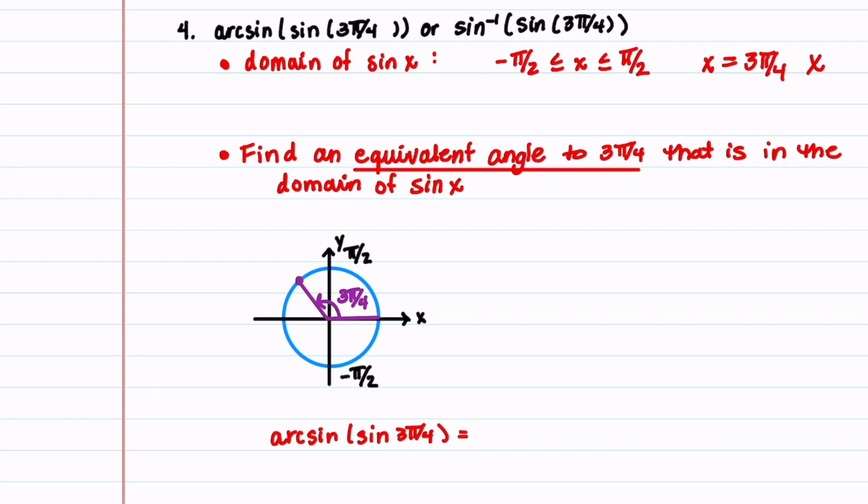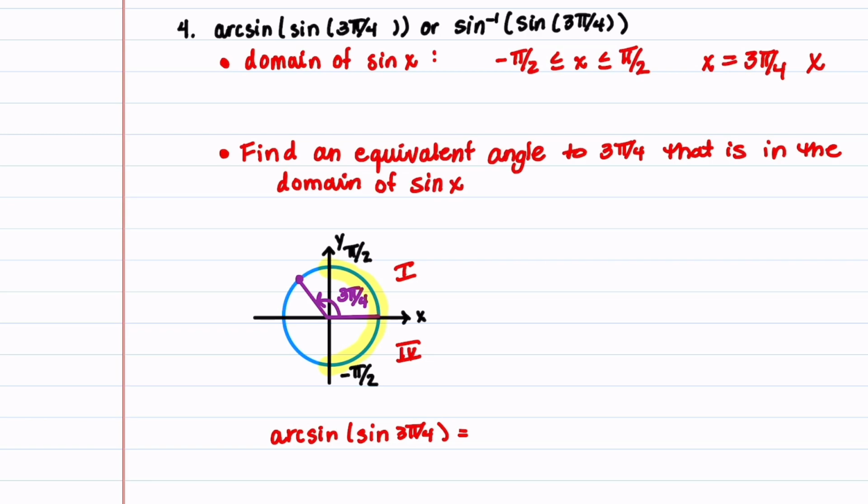domain of sine x. The first thing to do is to plot our angle, which I've already done here in purple. Our angle is 3 pi over 4. Since the domain of sine x is between minus pi over 2 and pi over 2, our angle needs to be in the first or fourth quadrant. Sine is related to our y value, and our y value for this point is positive. So that means our equivalent angle must be in the first quadrant where y is also positive.